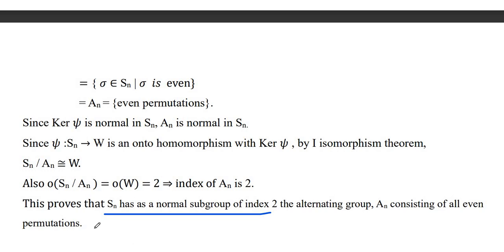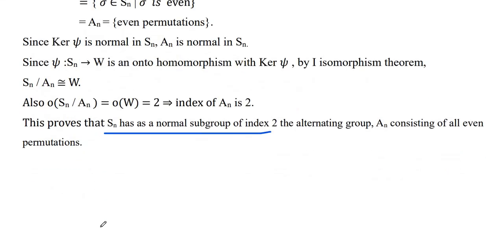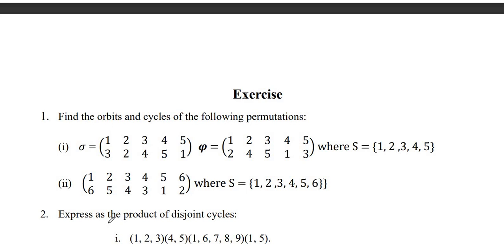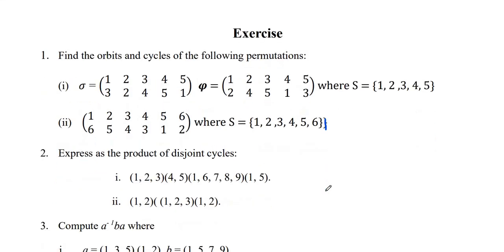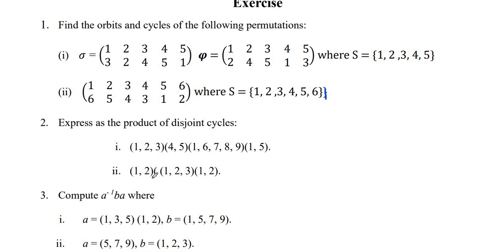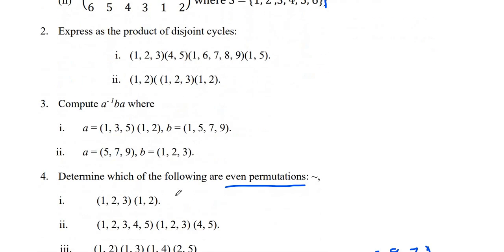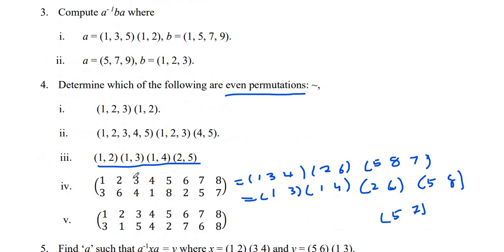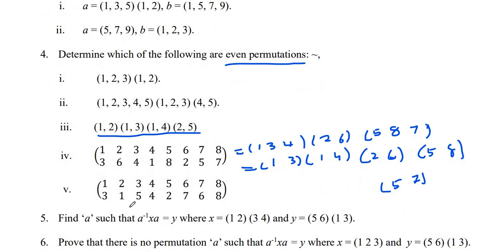Later, in the next video, we will have exercise problems on finding the orbits and cycles. Suppose we are in S5 or in S6, then how to find the orbits and cycles, which we have already seen and will see again, and expressing this as a product of disjoint cycles. So it has a method.